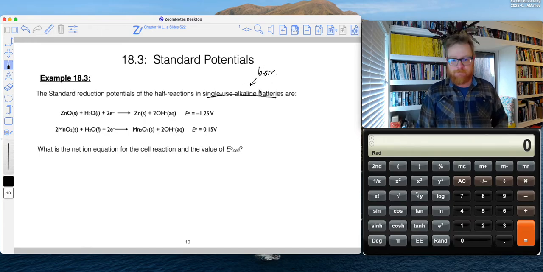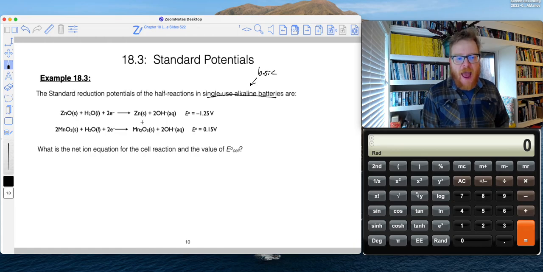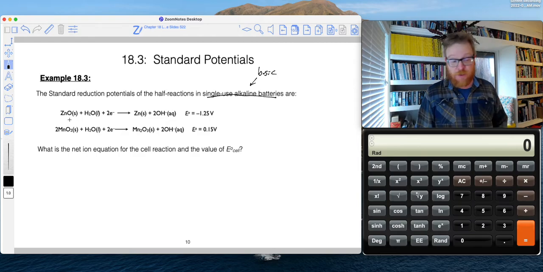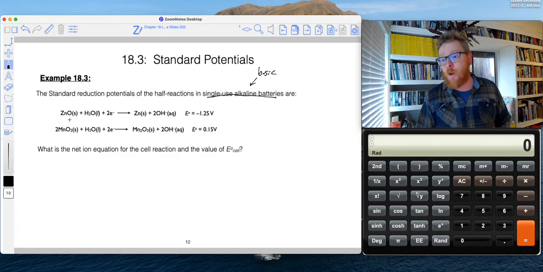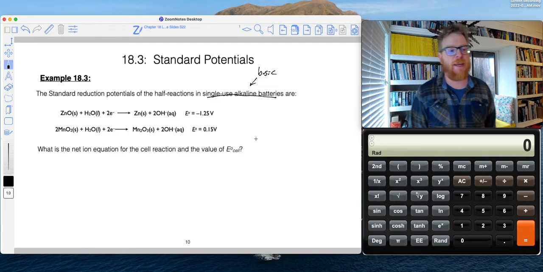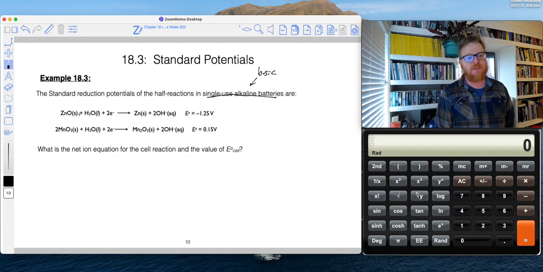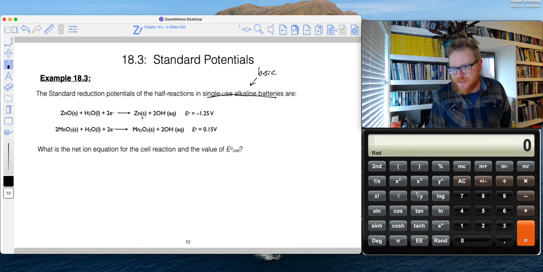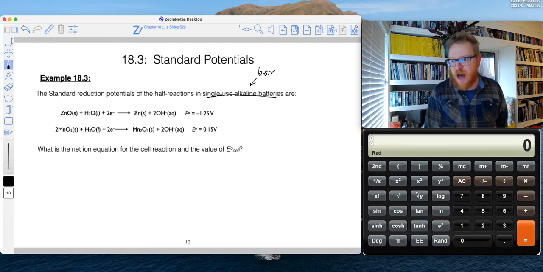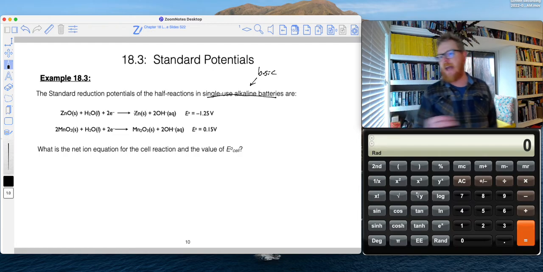Because they're basic. So here we have our two half reactions, and in these real practical voltaic cells, the reactions are much more complicated. They're not as straightforward as those nice simple reactions we've been looking at. For example, zinc oxide solid plus liquid water plus 2 electrons makes more zinc solid. So it's a solid-solid reaction, which we haven't seen before.